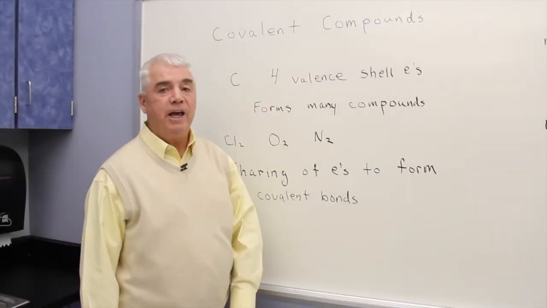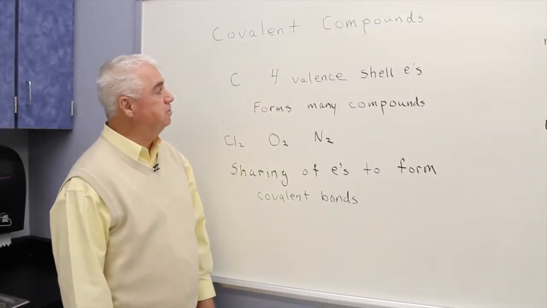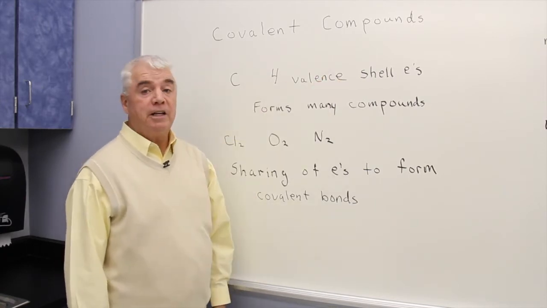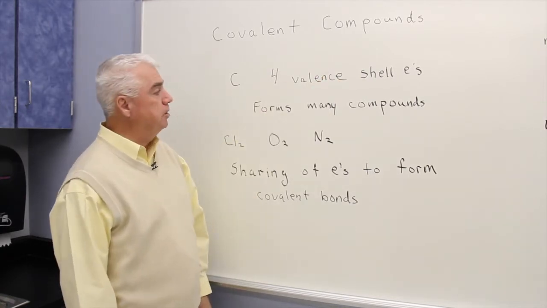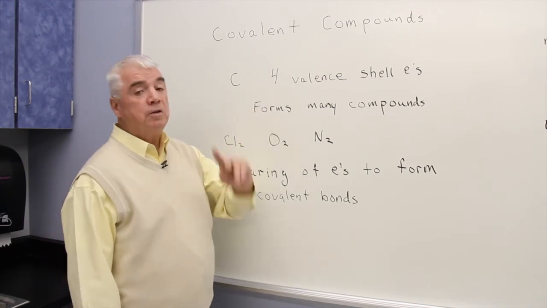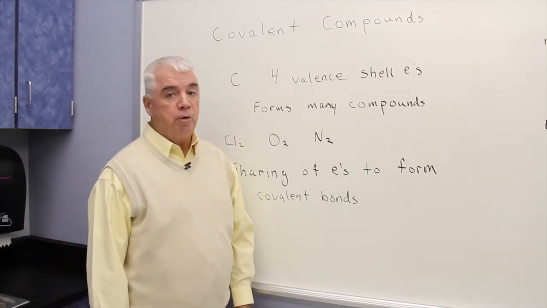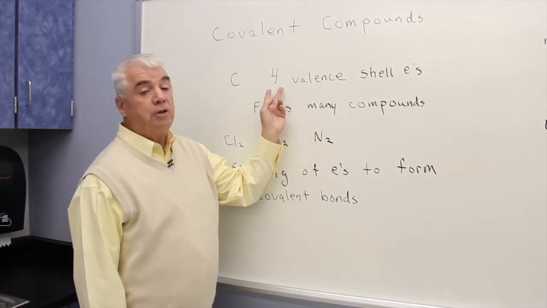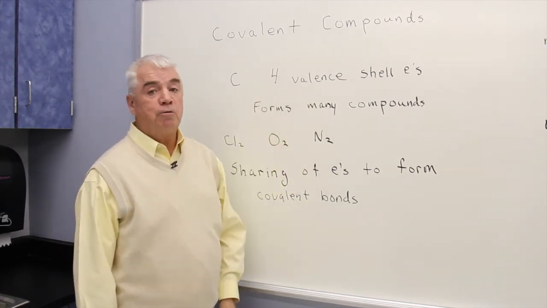Our topic for today is covalent compounds. Carbon is in group 4A. That means that it has 4 valence shell electrons. And 4 is a large number of electrons to transfer. If carbon wanted to satisfy the octet rule, it could gain 4 or it could lose 4.